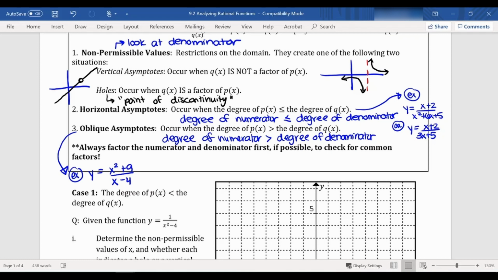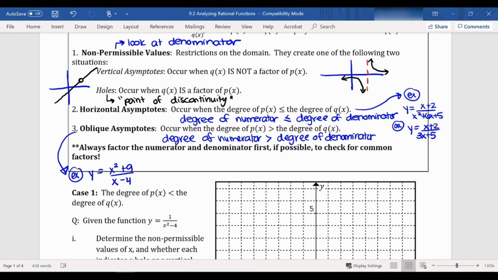The first thing you are always going to do for every question is factor the numerator and factor the denominator if you can. It's not always possible. Sometimes they don't factor. And you're going to check and see if you have any common factors, because that will result in a hole. If you do, you will deal with that first and then you will move on.